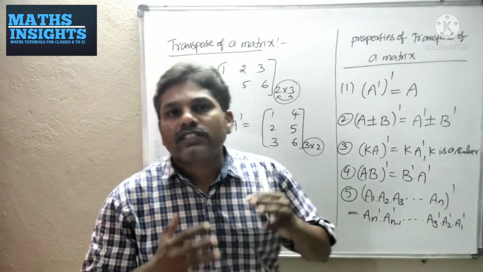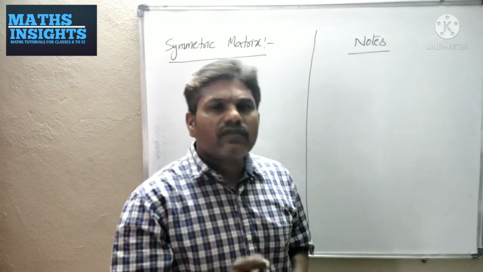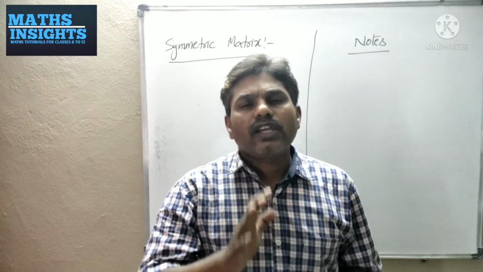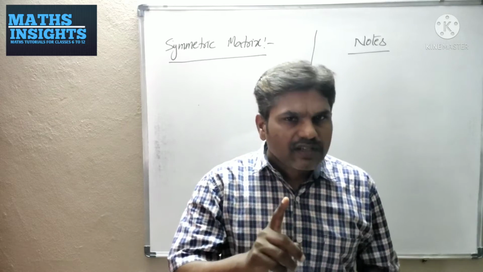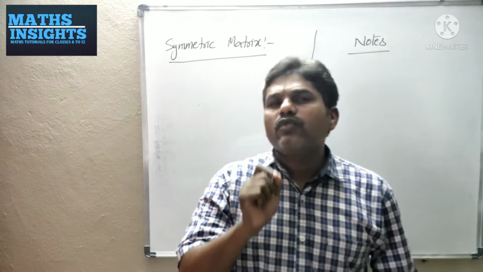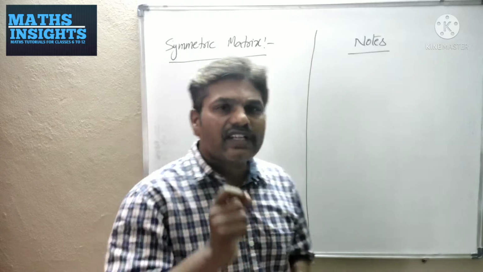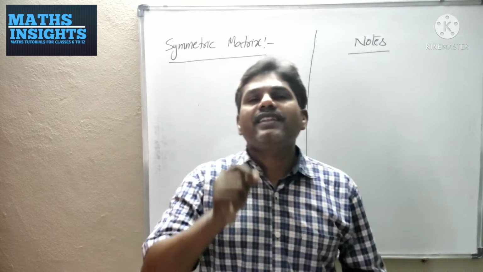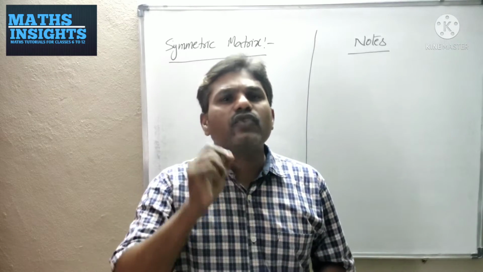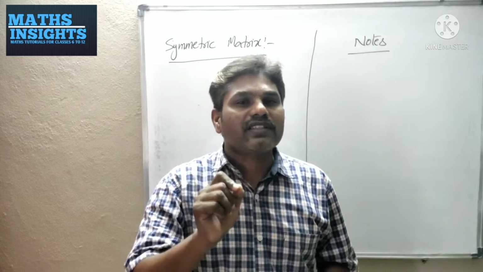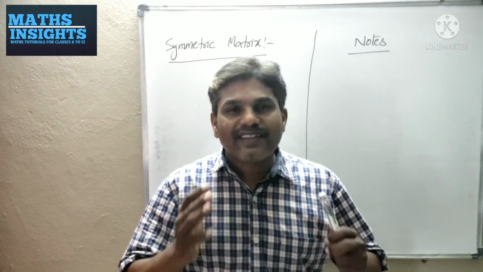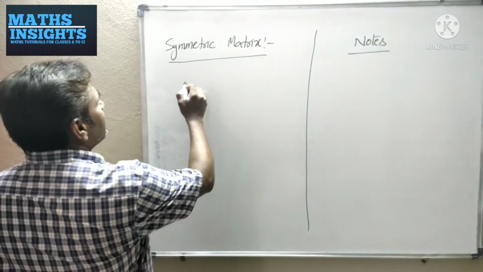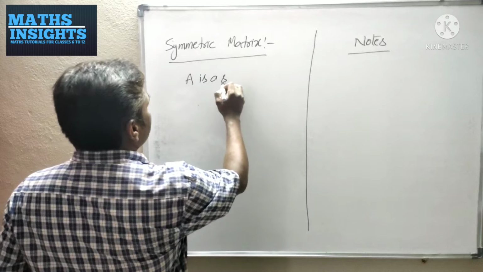Next we will discuss symmetric matrix. If you want to check whether a matrix is symmetric or not, first of all it should be a square matrix. For square matrix only we will verify whether it is a symmetric matrix or not. The definition says that in any square matrix, if you do the transpose of that square matrix, if you are getting again the same matrix, then that matrix is said to be symmetric matrix. Suppose A is a square matrix.